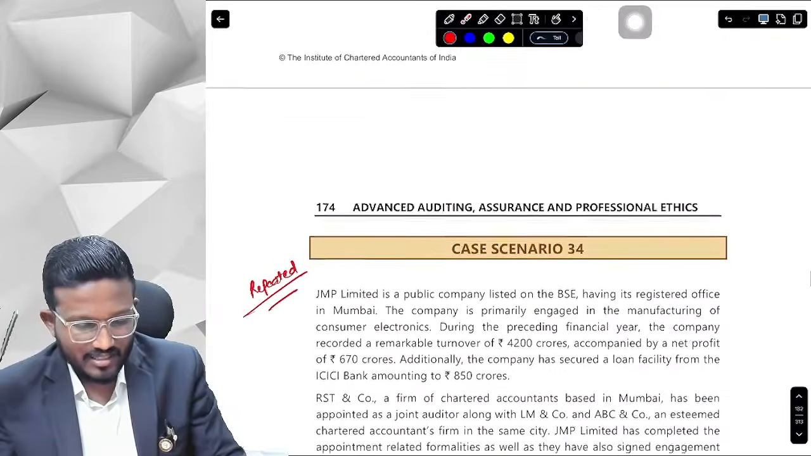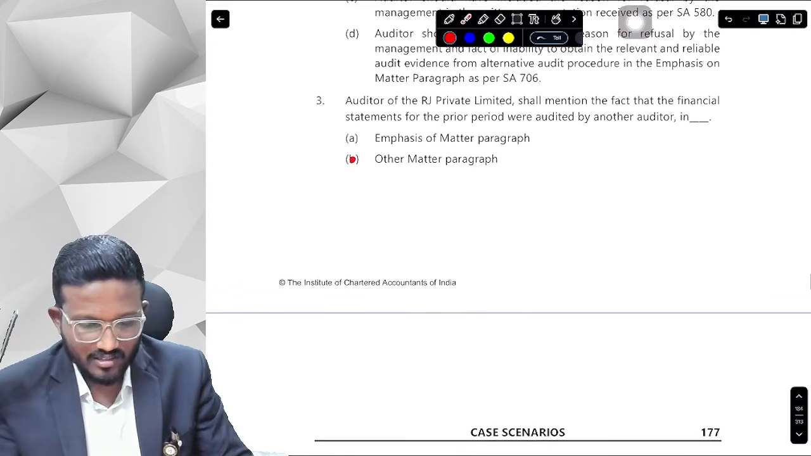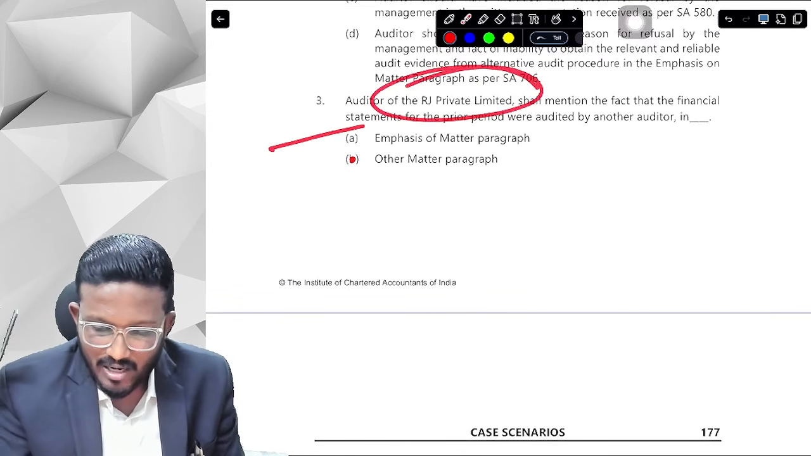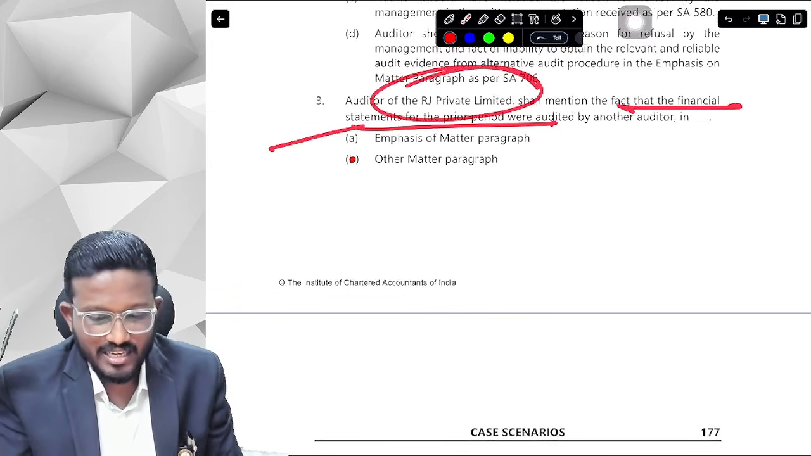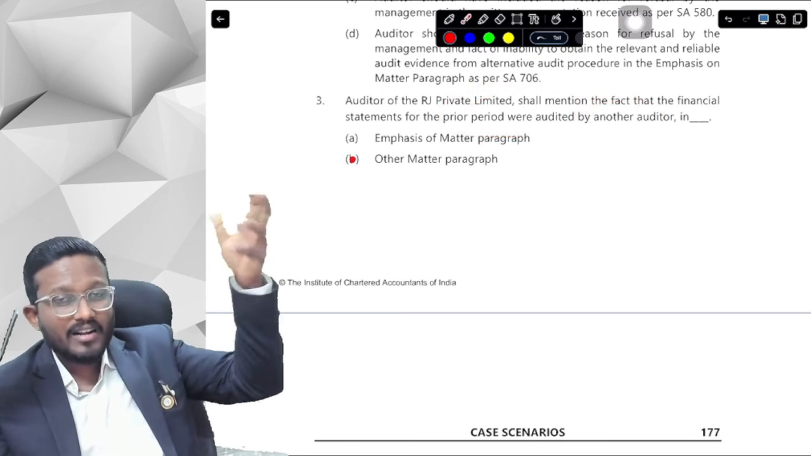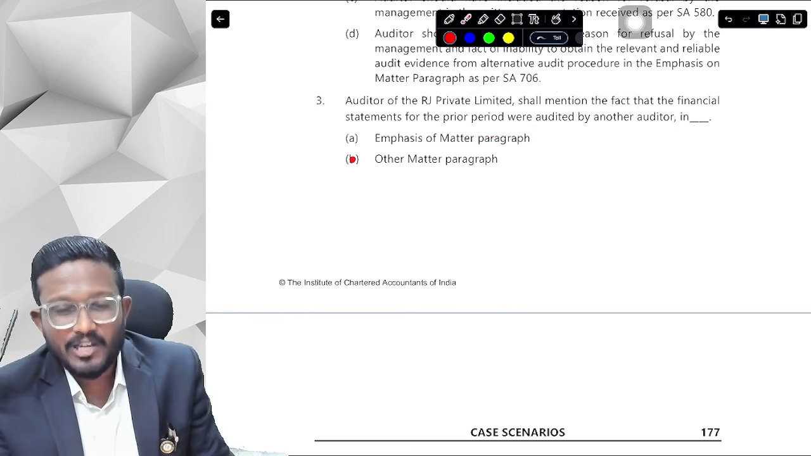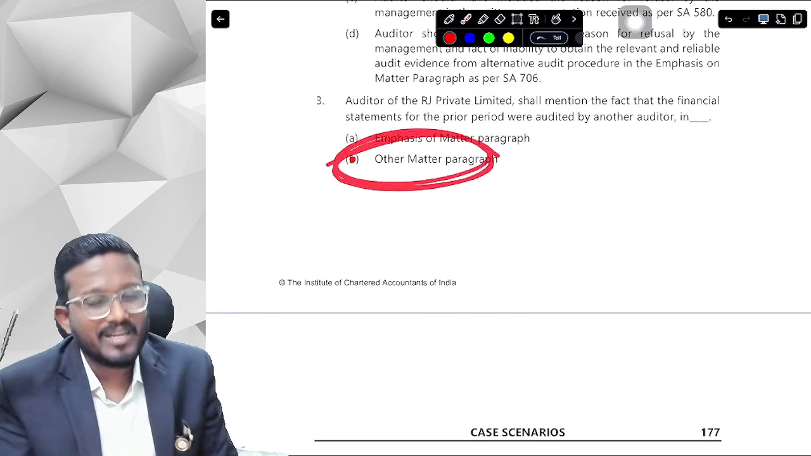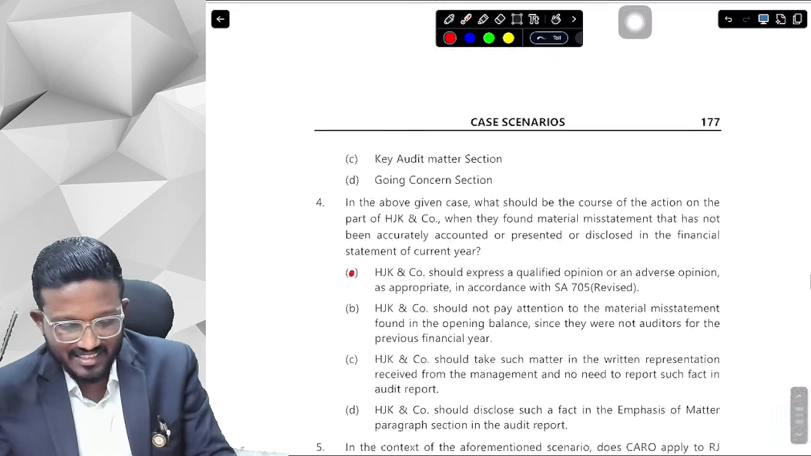Next, what we have to discuss? The third point, that the auditor of RJ Private Limited mentioned the fact in our financial statements that the prior period was audited by another auditor. In which para do we have to mention this particular thing? In the other matter paragraph as per SA 710. Okay. Yes, sir.